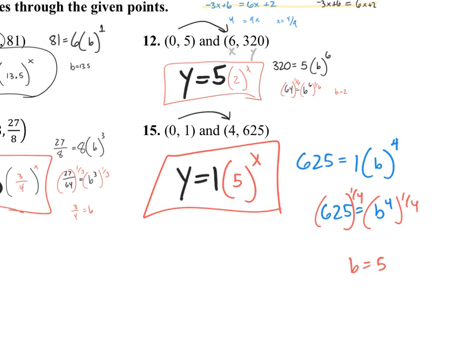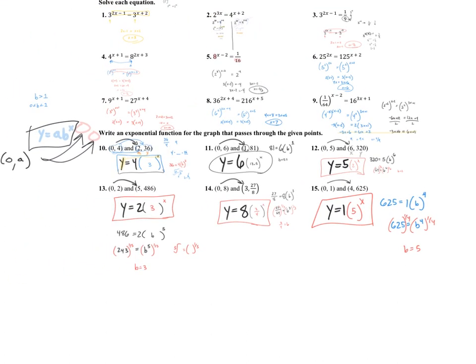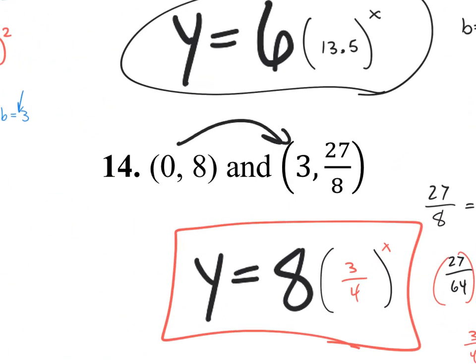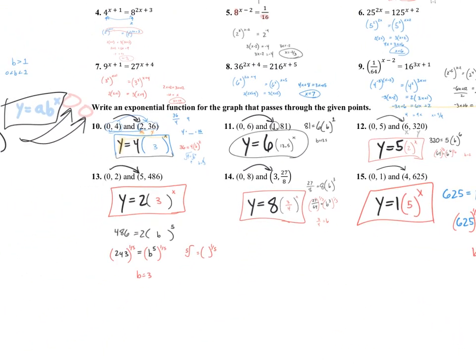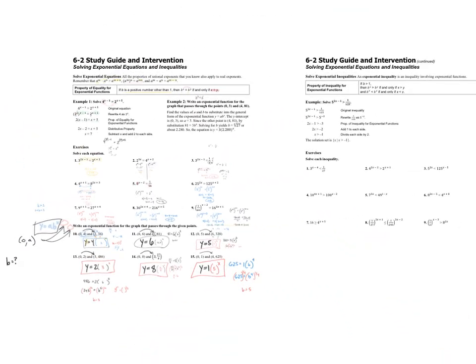All right. So that's how to write an exponential function that passes through 2 points when one of those points is the y-intercept. If you're level 5, you can stop the video here. We're going to move on for level 3s to solving the equations like we just did above, but with inequalities.